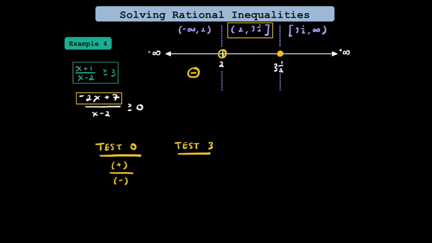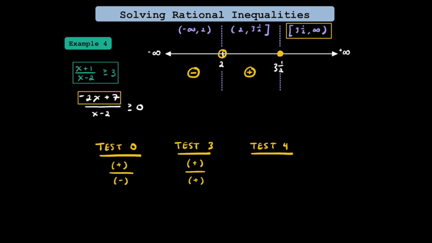In the numerator, negative 2 times 3 is going to be negative 6, and negative 6 plus 7 is going to be positive 1. The numerator is going to be positive. In the denominator, 3 minus 2 is going to be 1, and that's going to be positive. A positive divided by a positive is going to be positive, so everything is going to be positive in this interval. In this last interval, let's test the value 4.